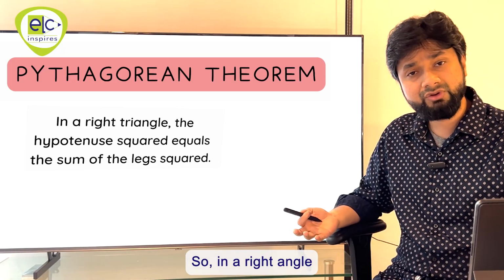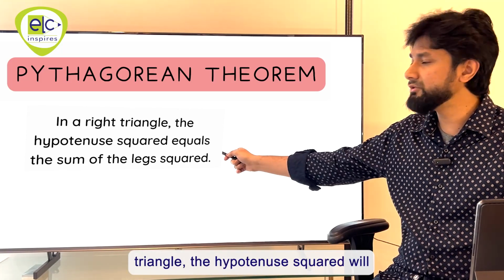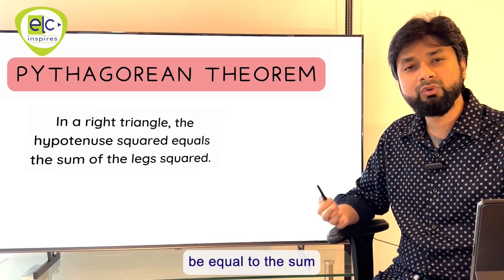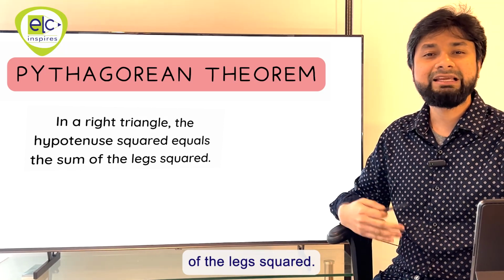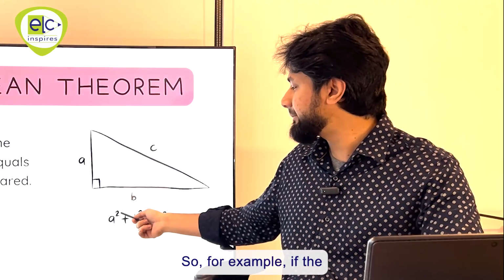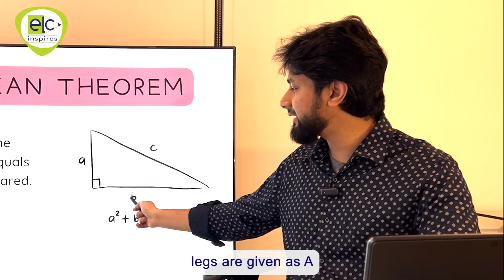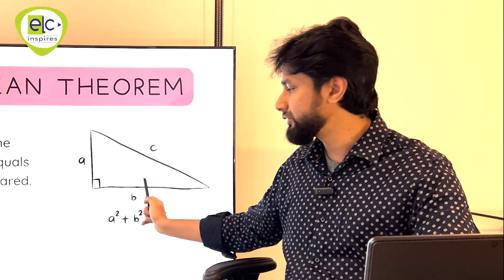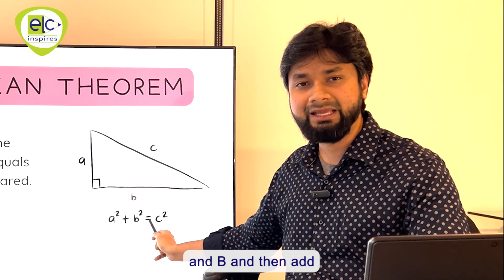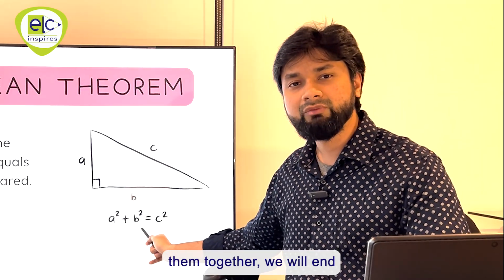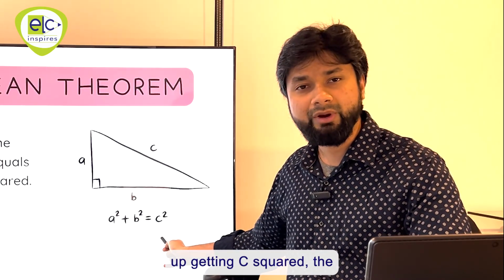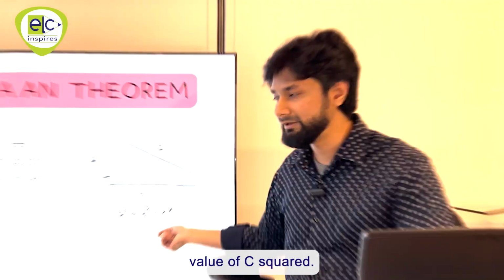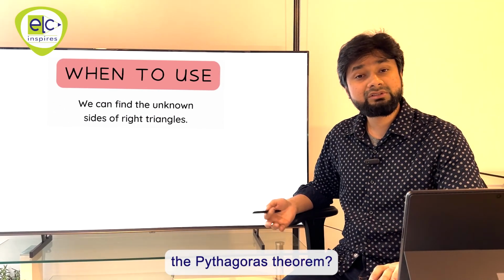In a right angle triangle, the hypotenuse squared will be equal to the sum of the legs squared. For example, if the legs are given as A and B and the hypotenuse as C, if we square A and B and then add them together, we will end up getting C squared, the value of C squared.